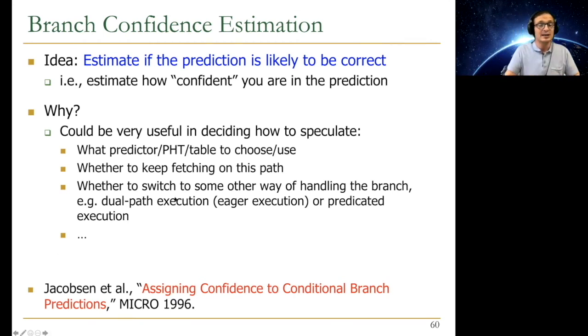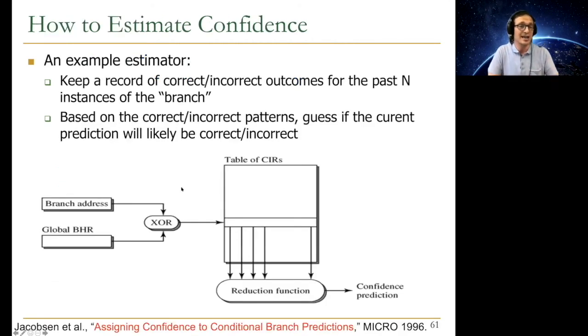So basically, it can decide to do something else, right? Based on it, or decide which predictor to use. You can decide many things based on this confidence. So how do you actually estimate this confidence?